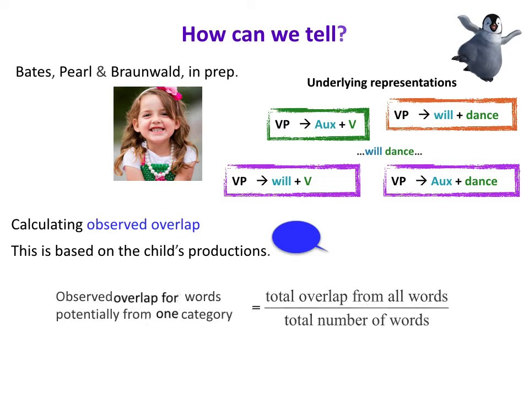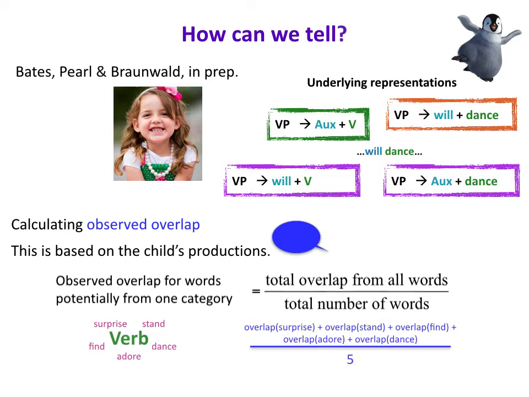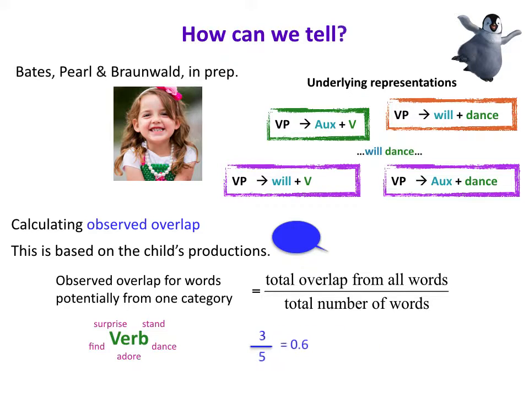So the total observed overlap is a proportion, rather. And so what you do is you take the total overlap from all of the words, say you add up your overlaps from your verbs and divide it by the total number of words you were looking at. So if we do this for verbs and we say have 5 verbs and we get their individual overlap scores, we divide by 5, and let's just say that overlap scores were this, so you had 3 of them with overlap, 2 without, you would get an observed overlap of 3/5, or 0.6.